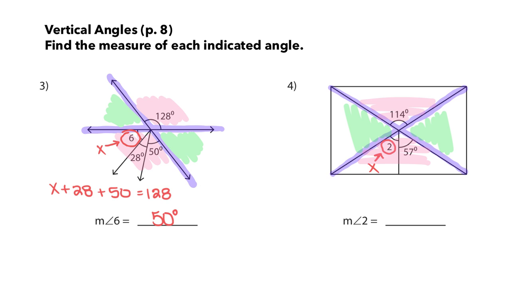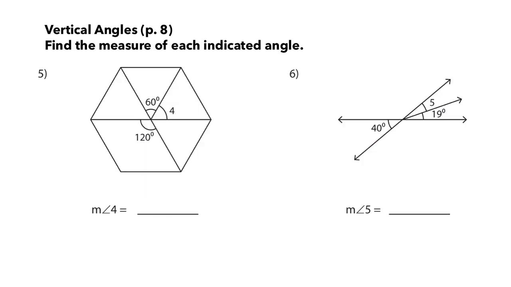Okay, how are we going to find the measure of angle 2 in this question? Miriam. 114 minus 57. Very good. 114 minus 57, and that is 57 degrees. Very good. All right, I'm going to pause for about 90 seconds, and you're going to do 5 and 6. 5 and 6.